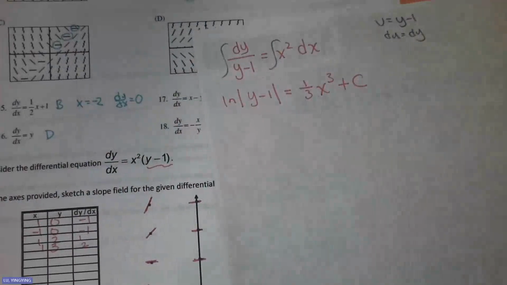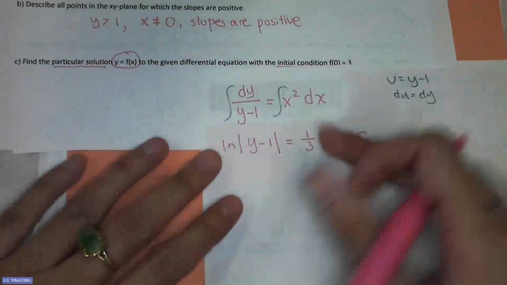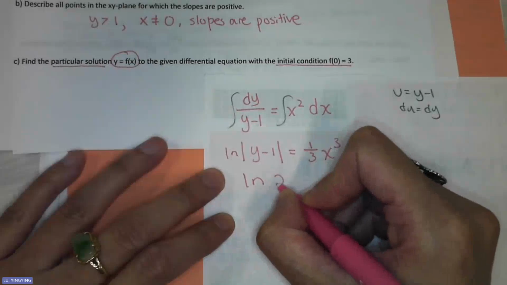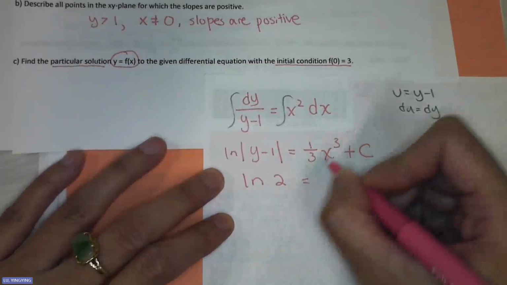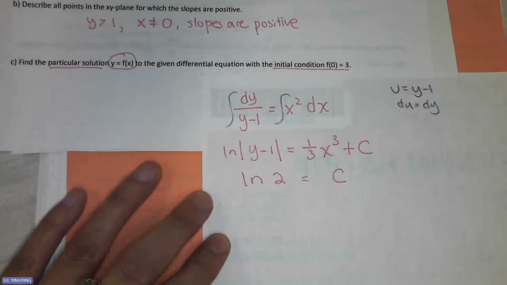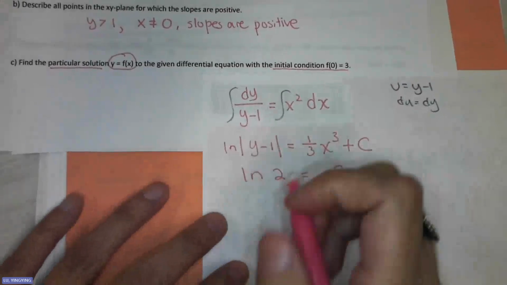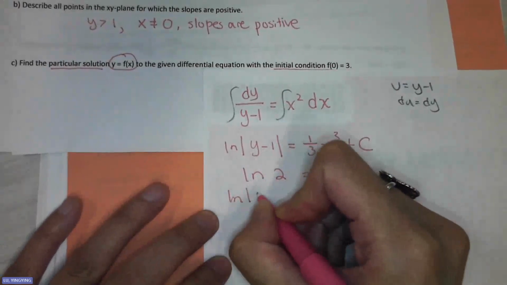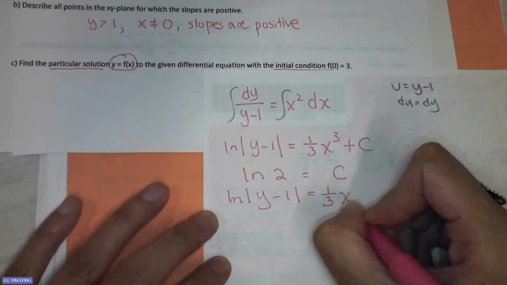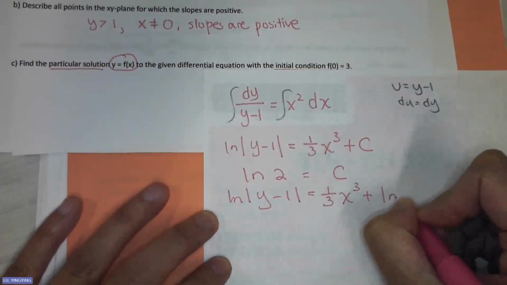Right. The next thing you're going to do is plug in numbers. What's my initial value? F of 0 is 3, so that's ln of 3 minus 1, which is 2. Again, you don't have to have absolute value here. So the c value is natural log of 2. Did you get the correct c value? You're going to earn a point for that. And now going back to the initial function, we have 1/3 x to the third plus natural log of 2.